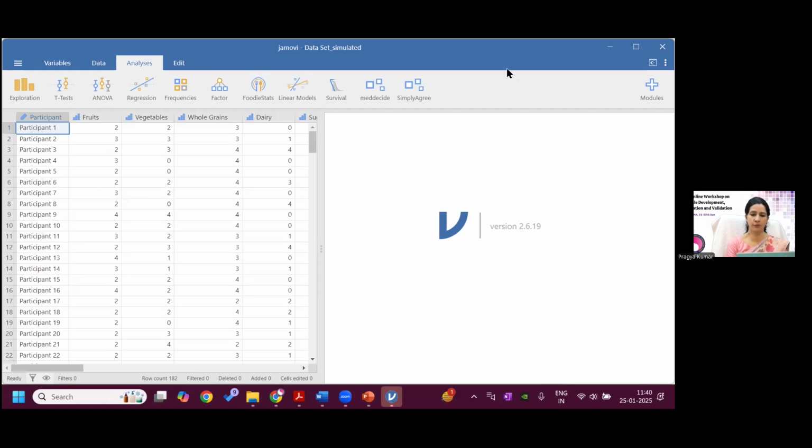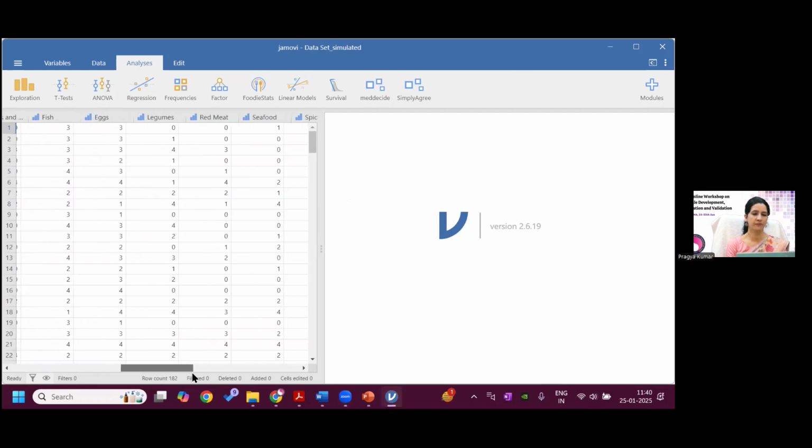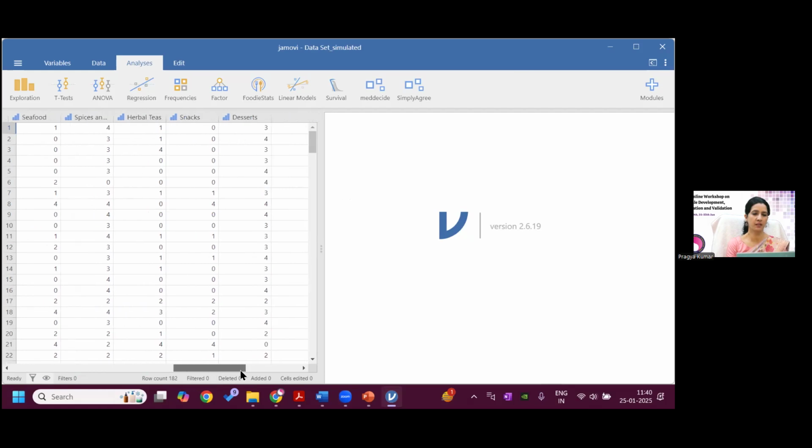In Jamovi, I hope all of you are familiar with this interface. These are the intake: fruits, vegetables, grain, processed food, legumes. 13 food items are there. I think it's more than 13, it seems. 16, yeah, 16 food items. And for analysis, what option will I go for? If you see this factor, this one, I have used this.